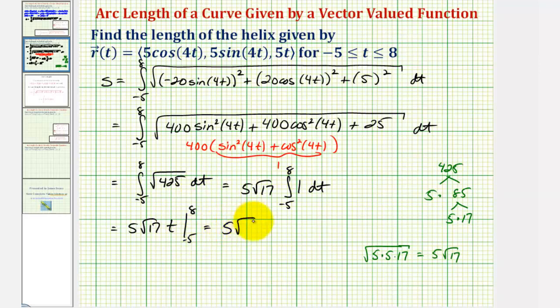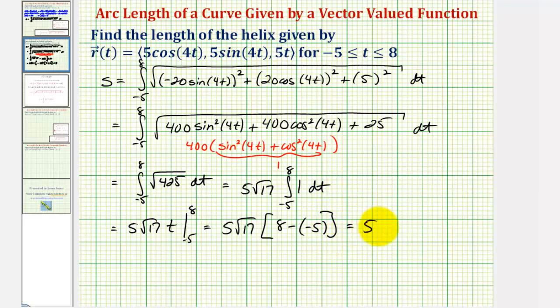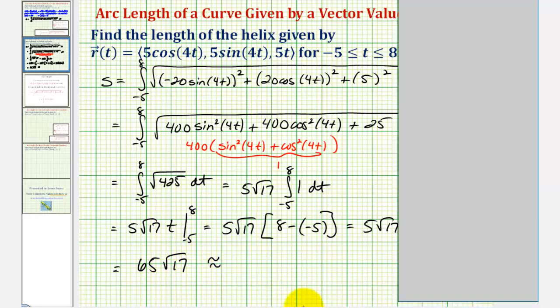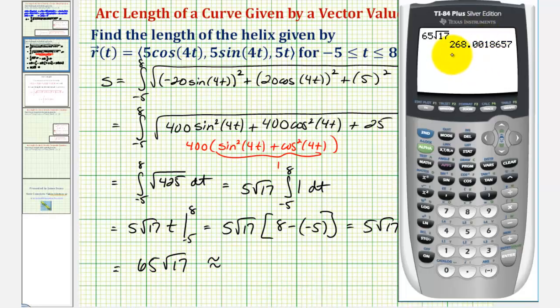So we'll have 5 times square root 17 times, when t is 8, we just have 8, minus, when t is -5, we have -5. So this simplifies to 5 square root 17 times 13. So the exact arc length, or length of the helix, would be, well, 5 times 13 is 65, so 65 times the square root of 17 units. Let's also get a decimal approximation, which I've already done to save some time. It's approximately 268.0019 units.